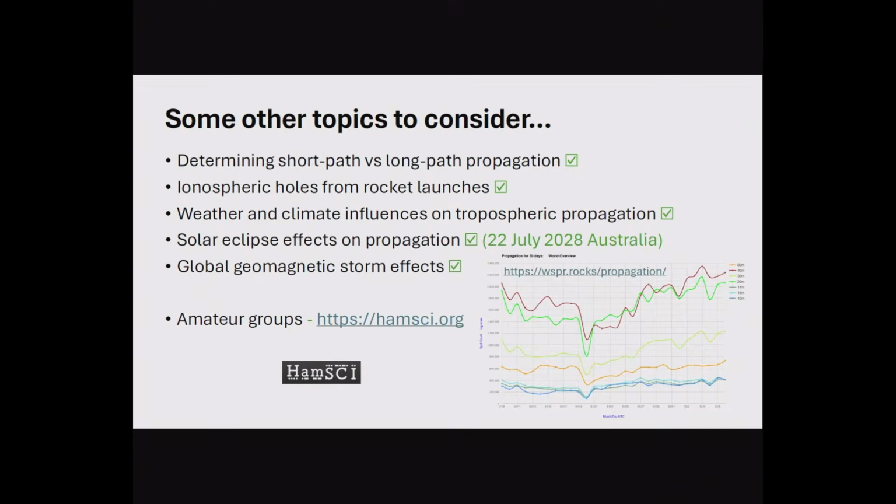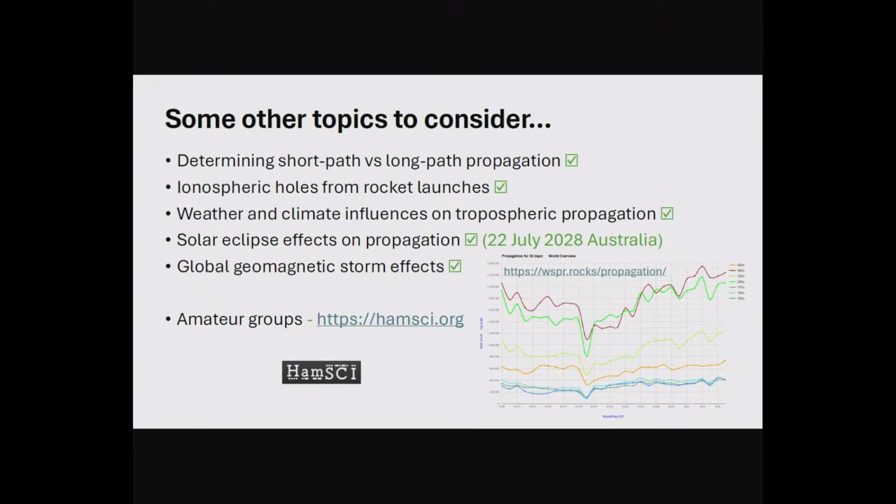And if you're interested, I could tell you what I've done there. The problem is I've seen so few confident long path VK detections that there are just very small numbers there. But you look at the maximum usable frequency along the path and decide whether it's coming from the short or the long.